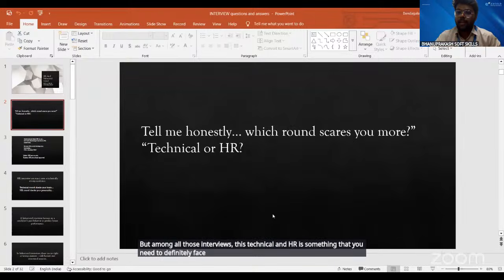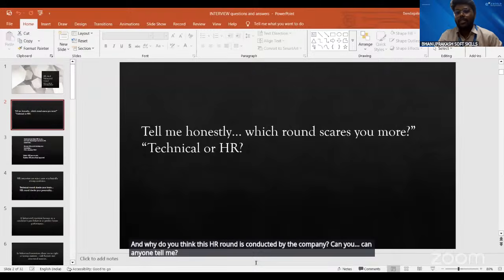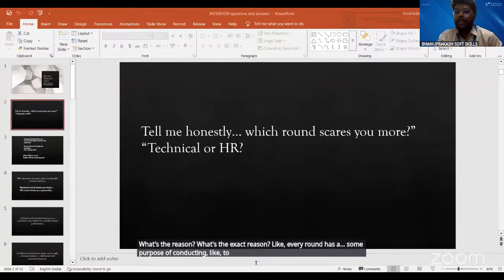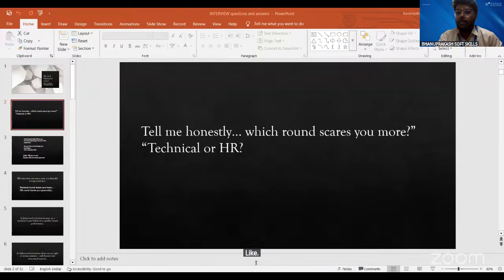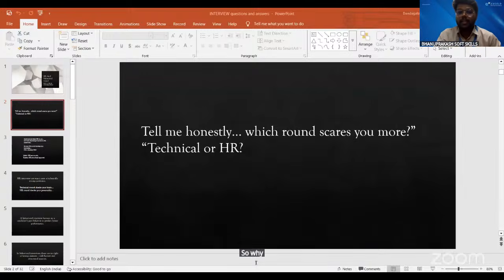And why do you think this HR round is conducted by the company? Can anyone tell me the reason? Every round has some purpose, like to assess or test something in a person. What exactly is the purpose of conducting this HR round? Human resource managers will conduct this round, and it is also clear that there are no technical questions in the HR round. So what exactly is the reason?